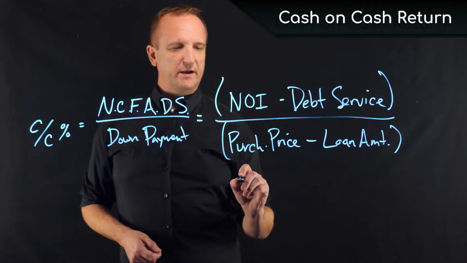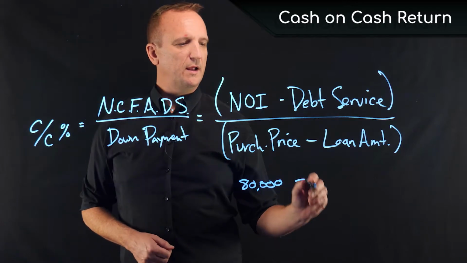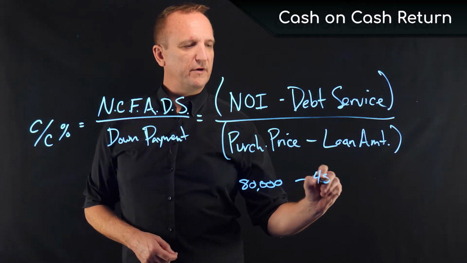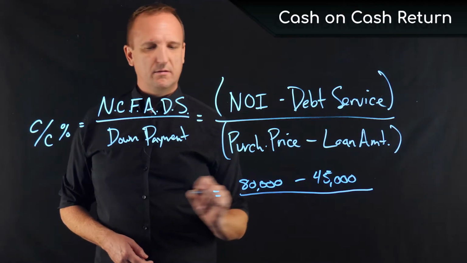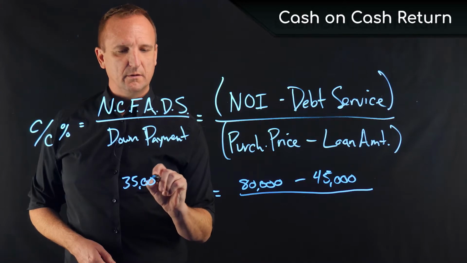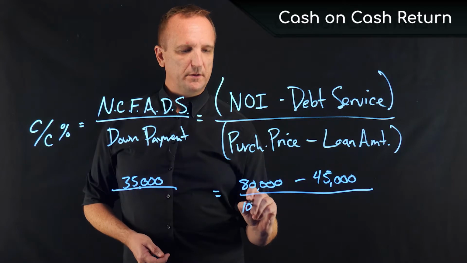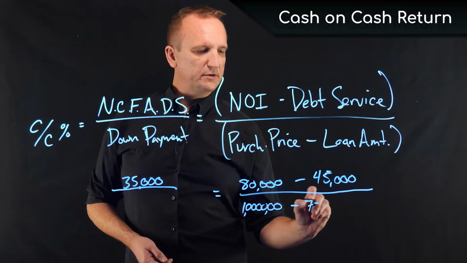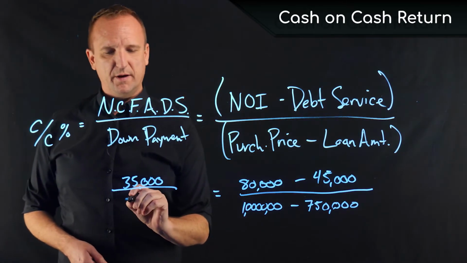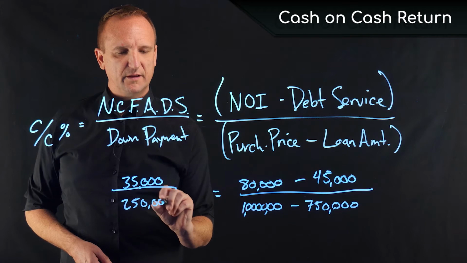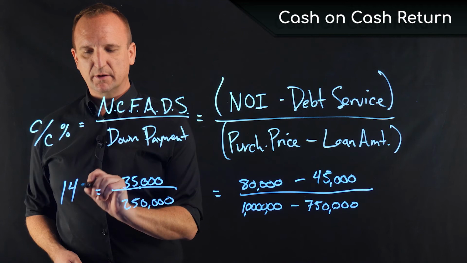So imagine here we have $80,000 of net operating income and we have $45,000 in annual debt service. That gives us $35,000 of net cash flow. If our purchase price was $1 million and we leveraged $750,000 of that, then our down payment would be $250,000. So our net cash flow divided by our down payment would equal approximately 14%.